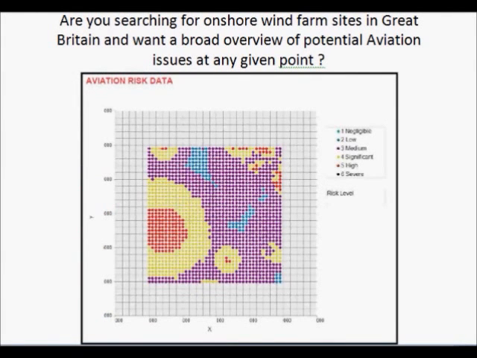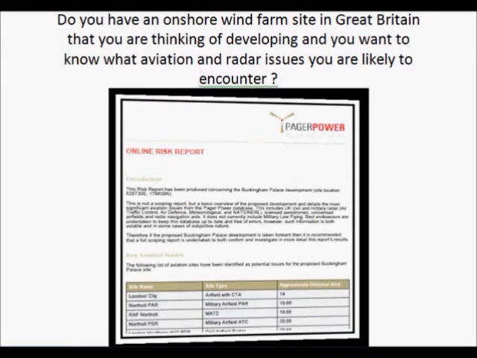Are you searching for onshore wind farm sites in Great Britain and want a broad overview of potential aviation issues at any given point? You will require our aviation risk data, priced at £380 per tile. This report will show you which parts of a 20 km by 20 km tile have least risk and which have the most risk. If you focus on the areas of least risk, your wind developments are less likely to have any aviation issues.